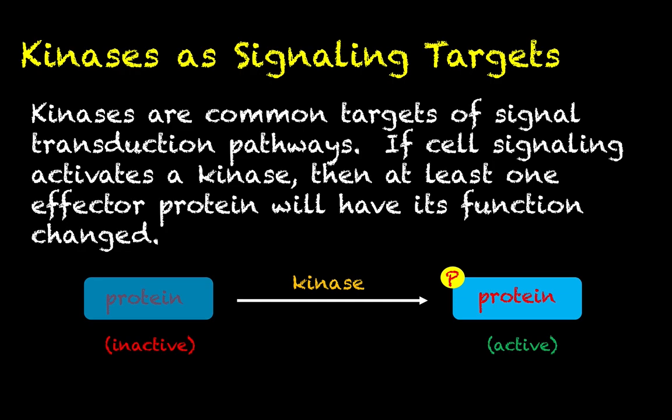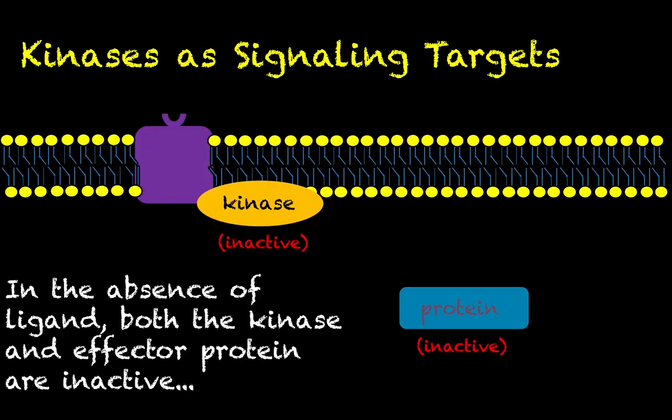So again, I mentioned this before, kinases are going to be very common targets of signal transduction pathways. Once a ligand binds to its receptor, you can potentially activate a kinase enzyme, which will then start adding phosphates to a bunch of proteins inside the cell, and in doing so, either turn those proteins on if they were previously off, or turn those proteins off if they were previously on. But the idea here is that through phosphorylating a target or effector protein, the kinase has the ability to change that protein's function because the protein shape is changing.